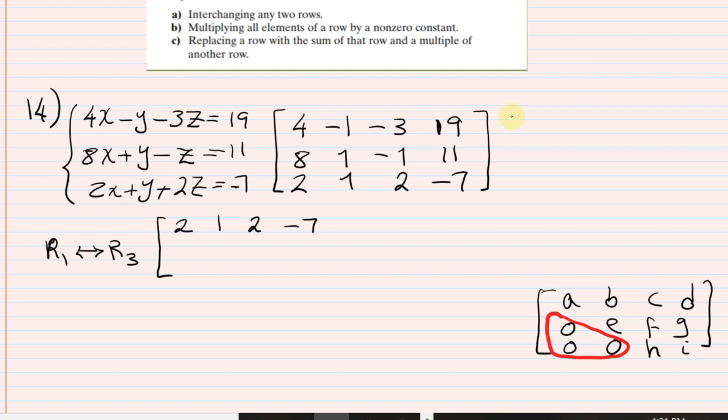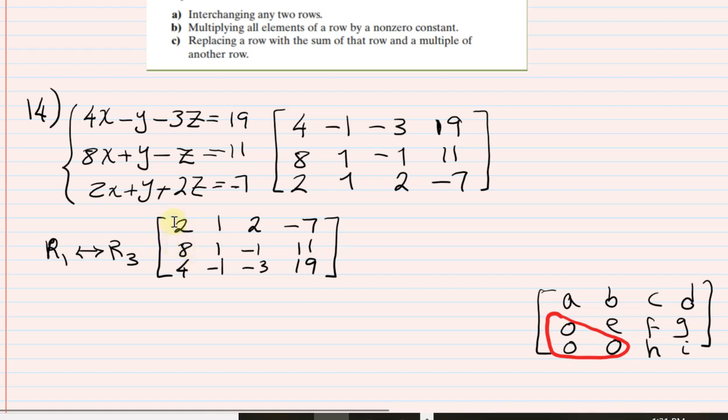And row 2 is 8, 1, negative 1, 11. And exchange with row 1, so new row 3 is going to be 4, negative 1, negative 3, and 19. Okay. Now, I need to get 0 below the 2, right? I'm down here now. So I need to get this 8 to be 0.